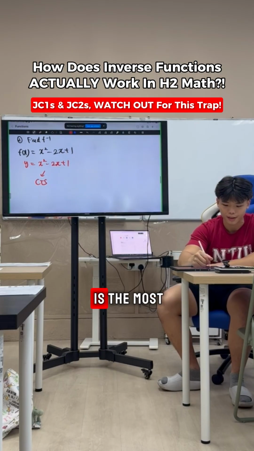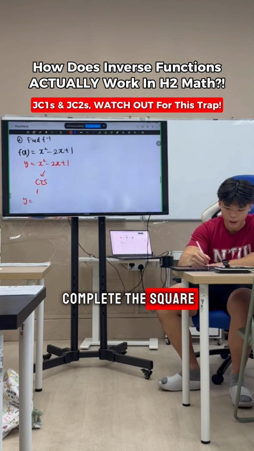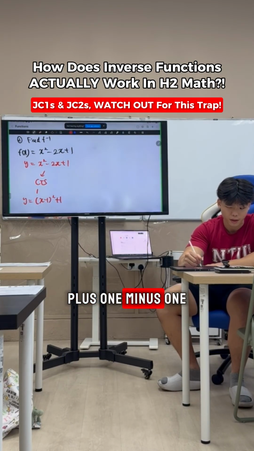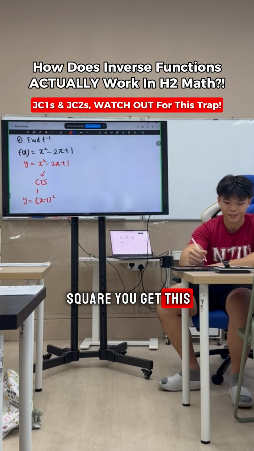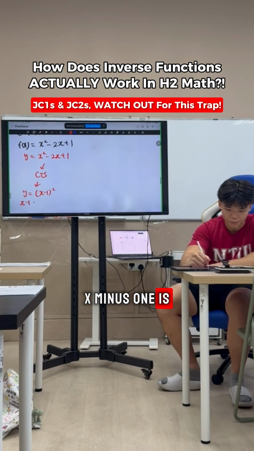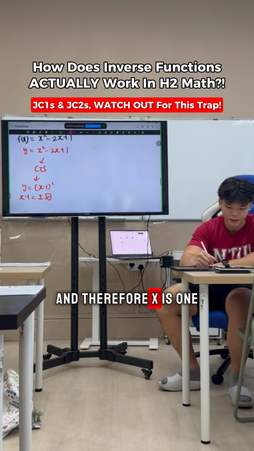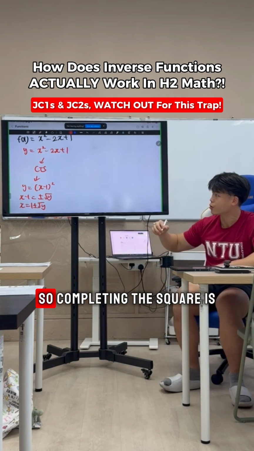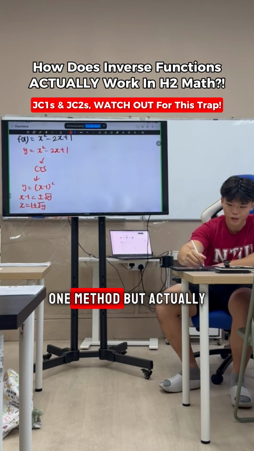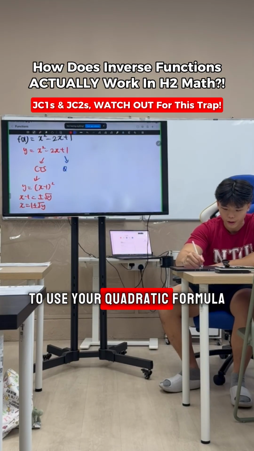So completing the square is the most usual way, right? You complete the square, you get (x minus 1) squared plus 1 minus 1. In the end, you just get this. Then in the end, you get x minus 1 is plus minus root y, and therefore x is 1 plus minus root y. So completing the square is one method. But actually, there's another way, which is to use your quadratic formula.